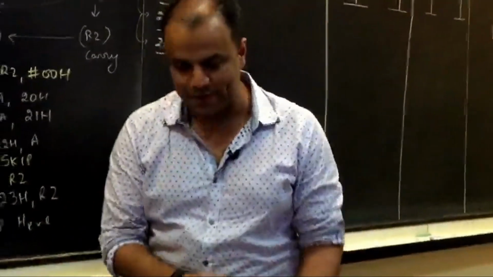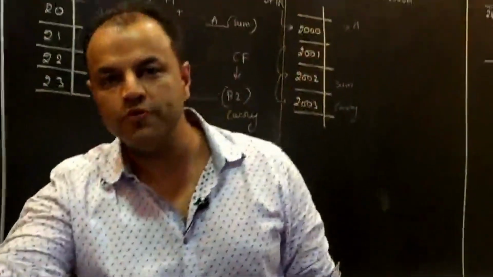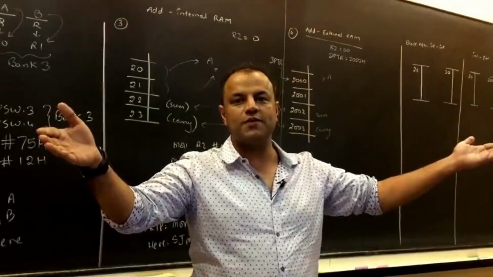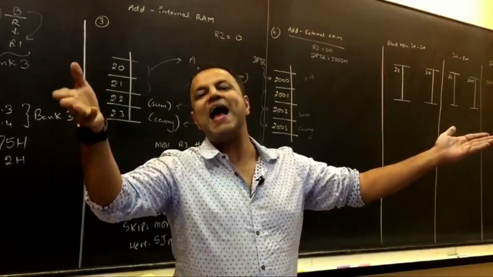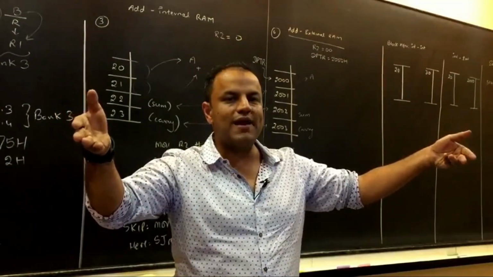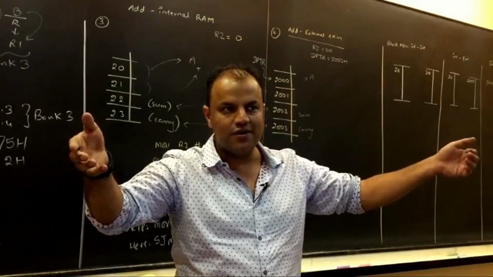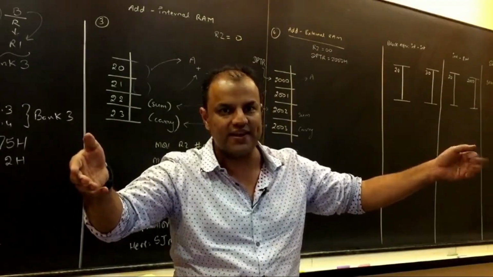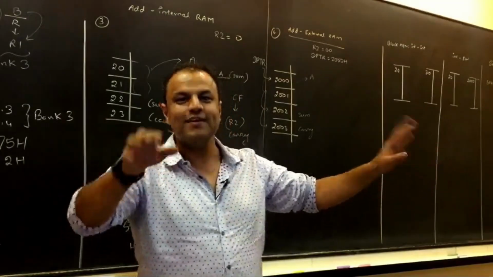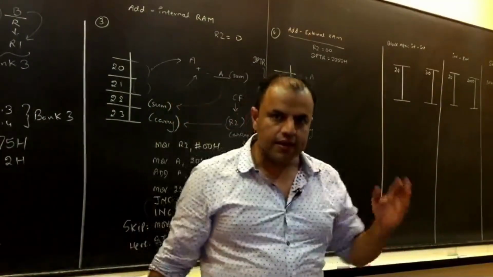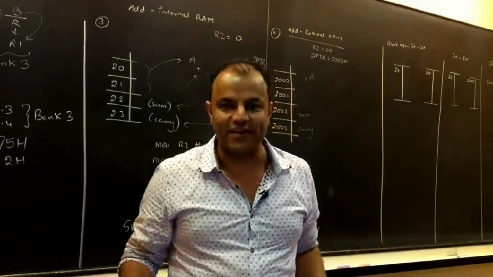I'll tell you what I mean. You have MOV for internal RAM, MOVX for external RAM. You have ADD. You don't have ADDX, SUBX, MULX, DIVX, ANDX, ORX, XORX. Wow, XORX. Such instructions don't exist. Okay? The only thing that works with external RAM is MOVX.